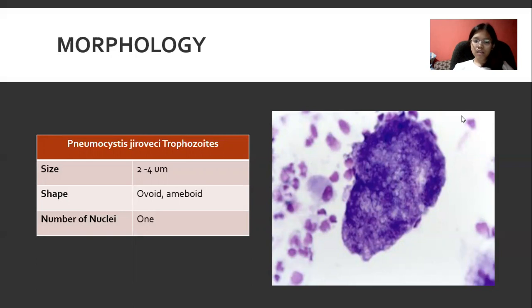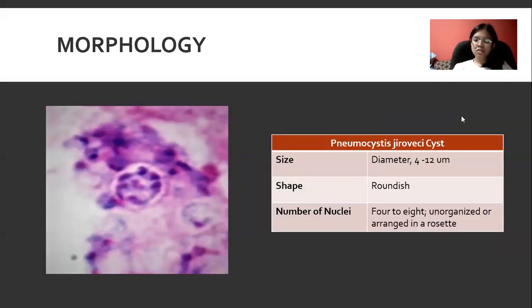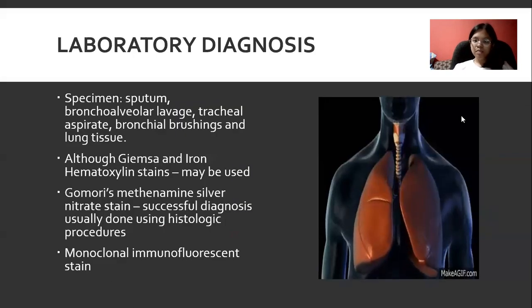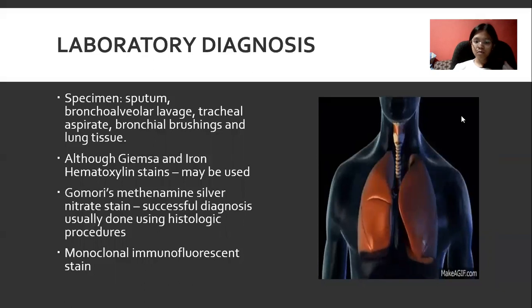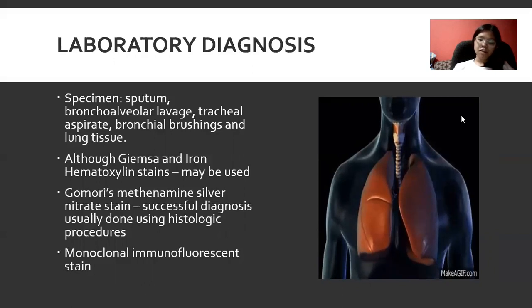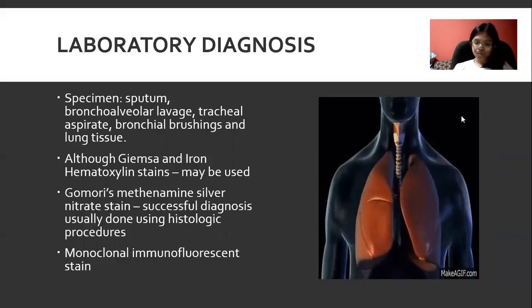The shape is usually ovoid or amoeboid, and it has only one nuclei. While the cyst of the pneumocystis jirovecii, it is 4 to 12 micron, and the shape is roundish and has 4 to 8 nuclei, unorganized or arranged in a rosette form. So, mukha pong bulaklak. Laboratory diagnosis, the specimen that can be used are the sputum, bronchoalveolar lavage, tracheal aspirate, bronchial brushings, and the lung tissue.